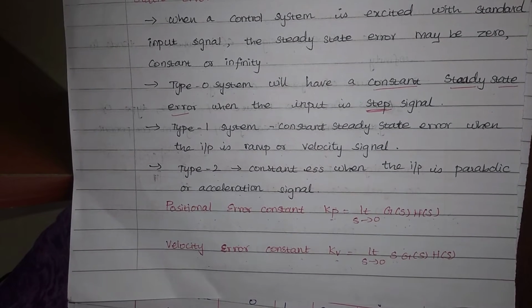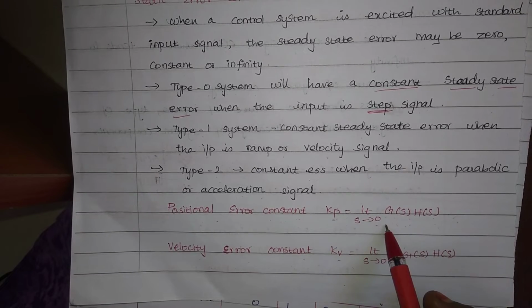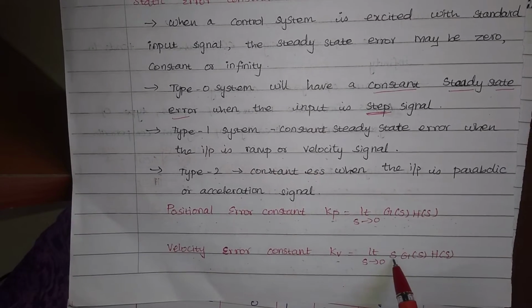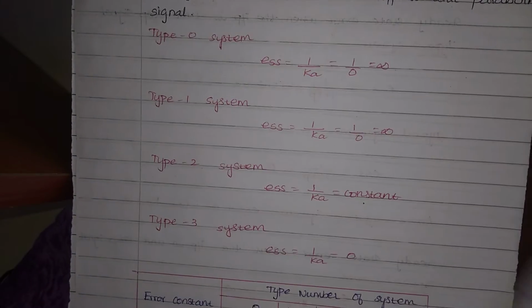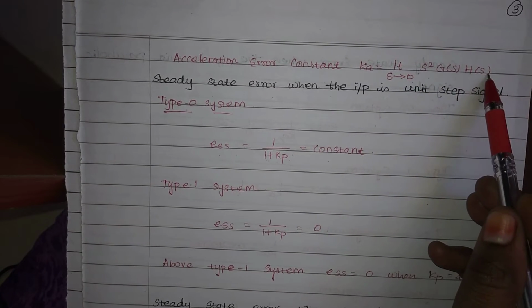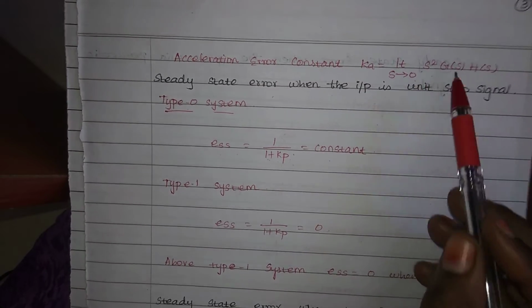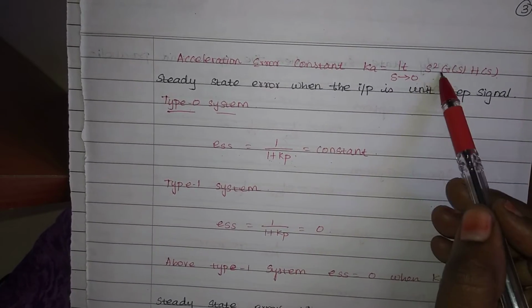Mostly the TRB questions are based on these error constants and ESS value. So Kp equals limit s tends to 0 of G(s) H(s), that is positional. In case of velocity, Kv equals limit s tends to 0 of s into G(s) H(s). And in case of acceleration error constant, Ka equals limit s tends to 0 of s square into G(s) H(s). Velocity or a ramp signal means s, and acceleration means s square. Position means here no s.